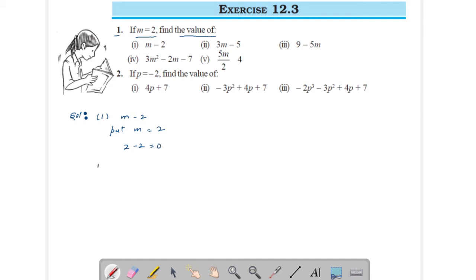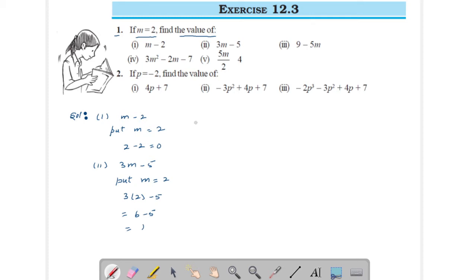Now say second part, 3m minus 5. Here put m equal to 2. What will get? 3, replace m by 2, minus 5. Solve this. 3 into 2, it is 6 minus 5 equal to 6 minus 5. It is 1. This is your answer.